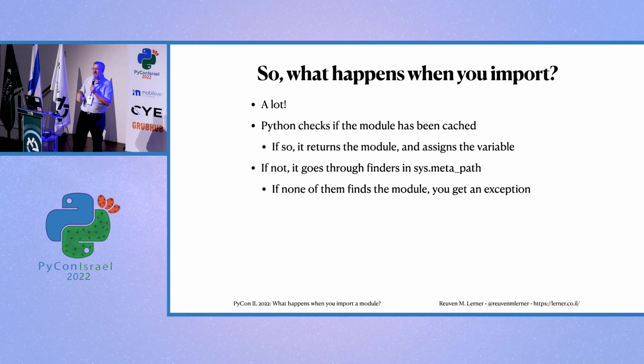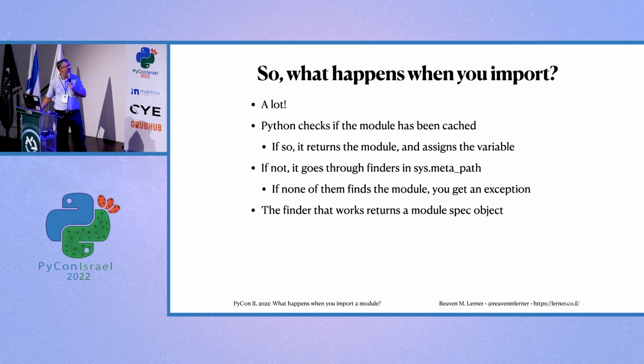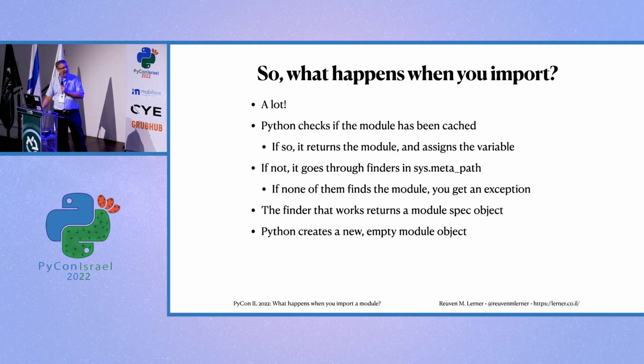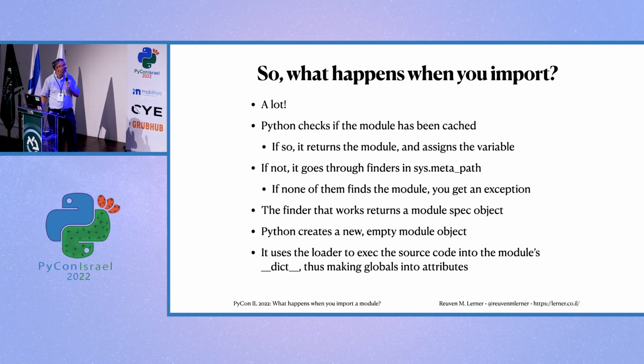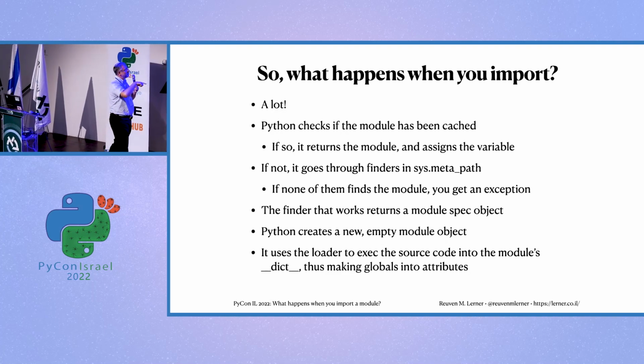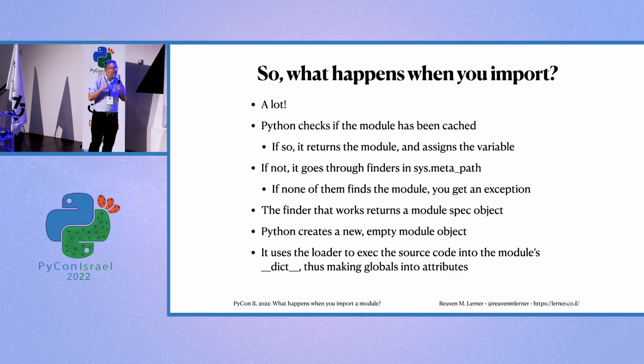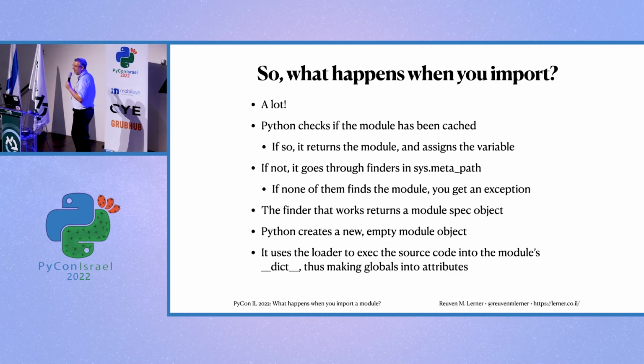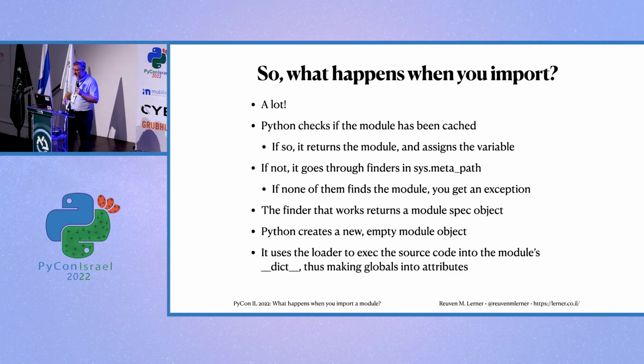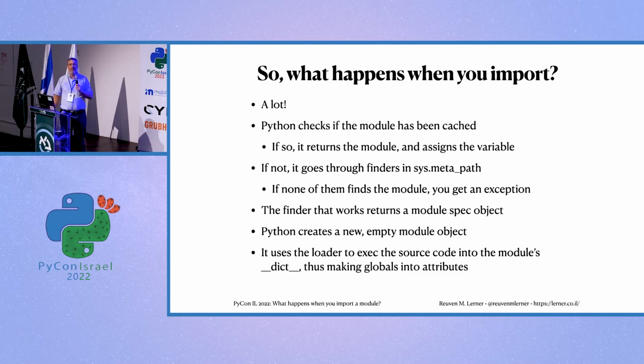But if they did find it, then you get the module spec. And based on that module spec object, Python creates a new empty module object. And then it uses the loader that's named on the spec to exec the source code into the module's __dict__, making the globals from that file into attributes. That's not too bad, right?